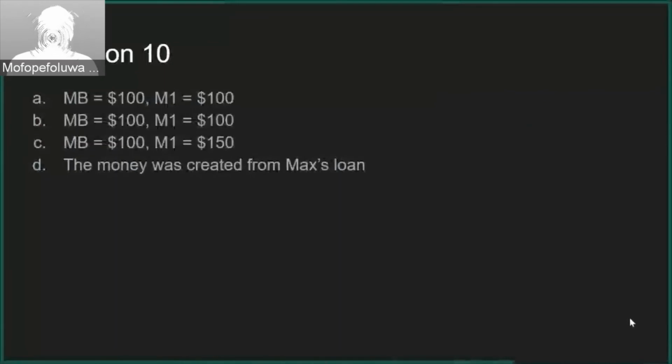And then for part C, given what we can see, it is obvious that the money in the economy was generated from Max's loan.